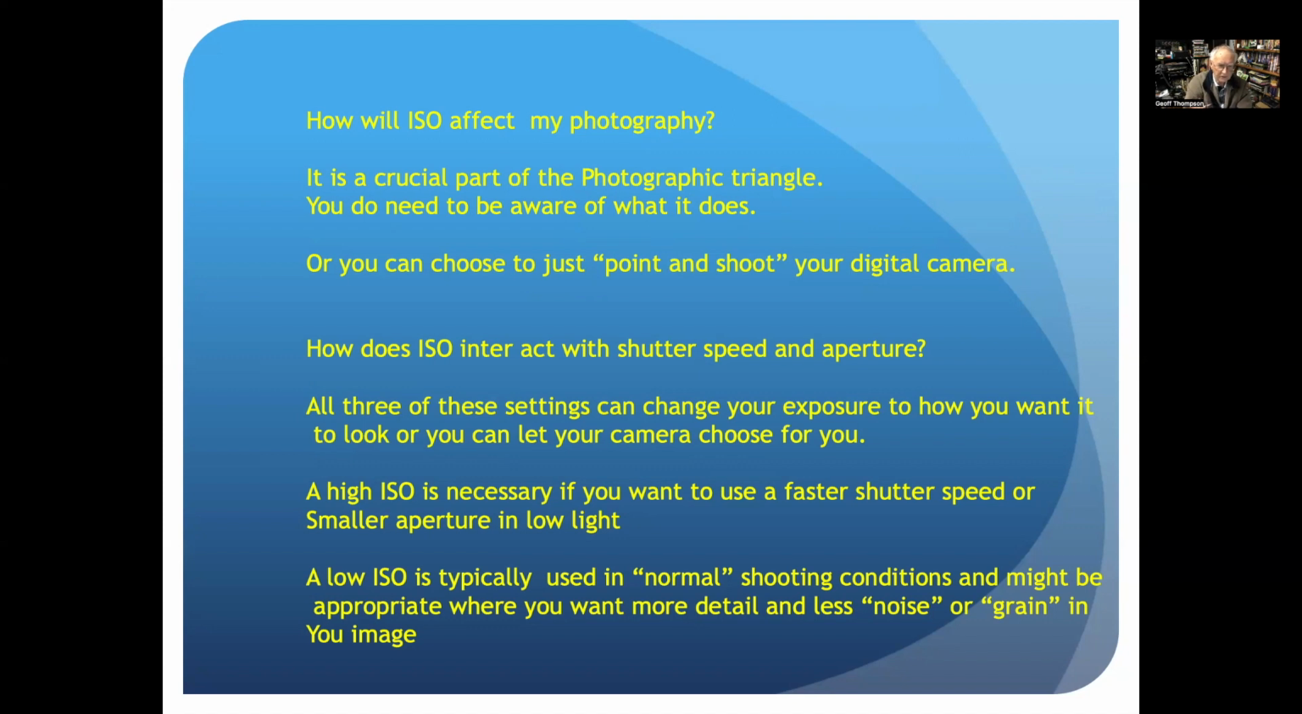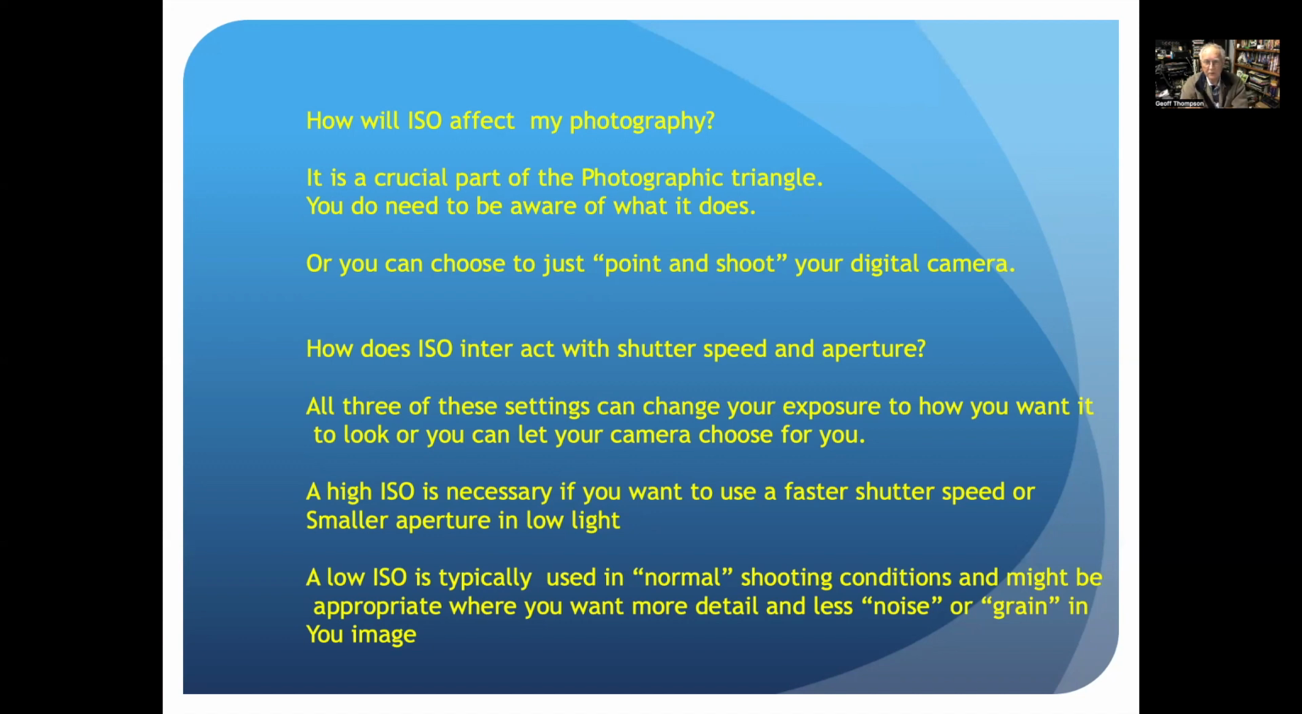So how does ISO interact with shutter speed and aperture? All three of these settings can change your exposure to how you want it to look, or you can let your camera choose for you. A high ISO is necessary if you want to use a faster shutter speed or a smaller aperture in low light. A low ISO is typically used in normal shooting conditions and might be appropriate where you want more detail and less noise or grain in your image.